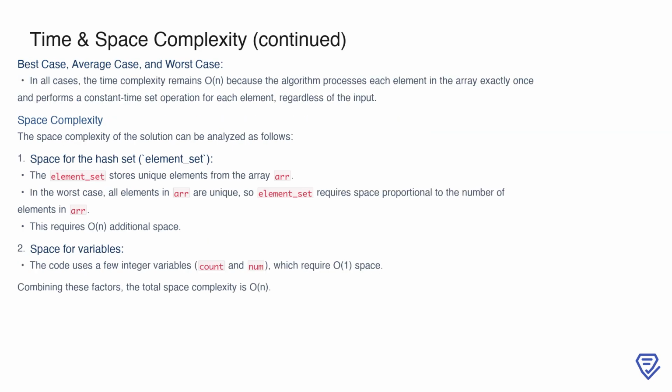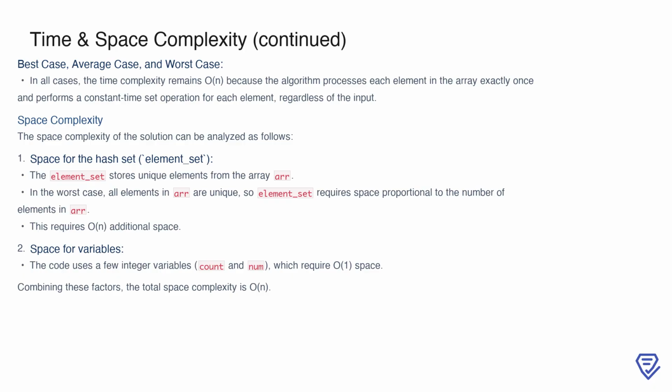Now, let's look at how the time complexity holds across different scenarios. Whether it's the best case, average case, or worst case, the time complexity remains O(n), because the algorithm processes each element in the array exactly once and performs a single constant time lookup in the set for each element.